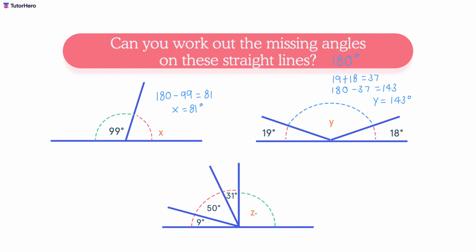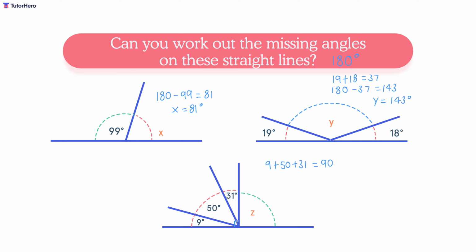And lastly, let's work out angle Z. We know that all angles on a straight line add up to 180 degrees, so we're going to use the angles we already have to help us work out what Z is. We're going to add 9 and 50 and 31 together, which equals 90. We know that 90 degrees is a right angle and we can see this.